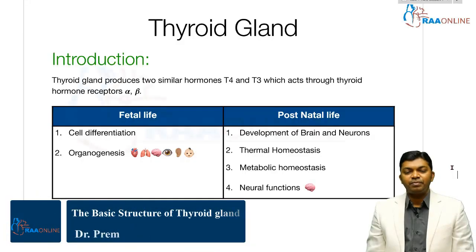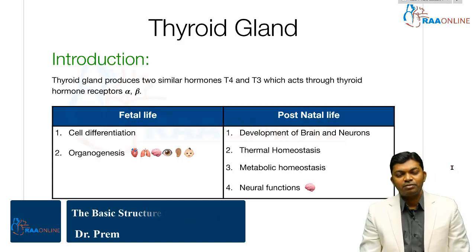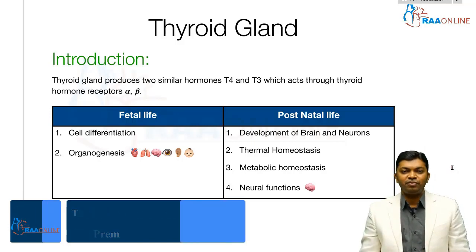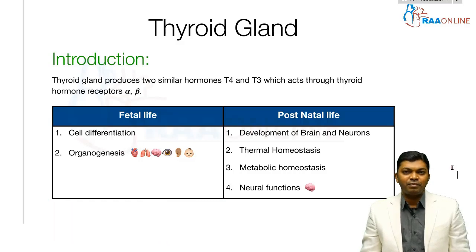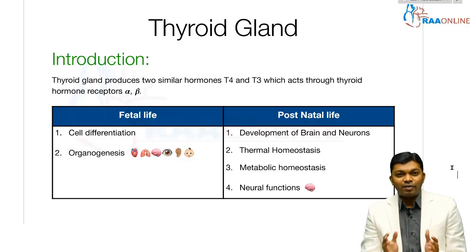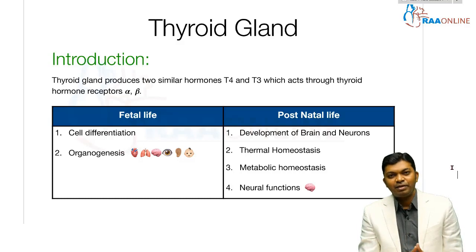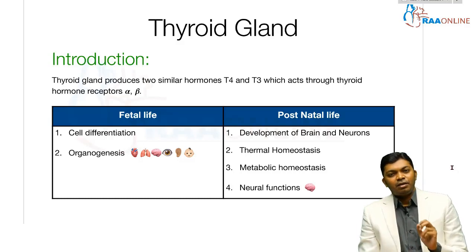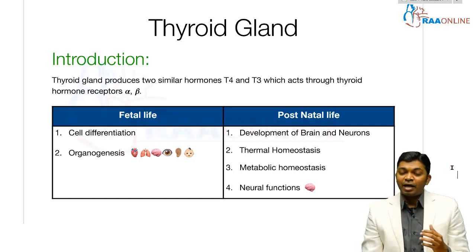Hello doctors. Let's learn about the basics and fundamentals of thyroid gland, the functional aspects. Now let's have a brief idea of what a thyroid gland is and what it does in health and diseases. A gland situated in front of the neck, and that produces two very important hormones which has got a huge physiological significance, T3 and T4.